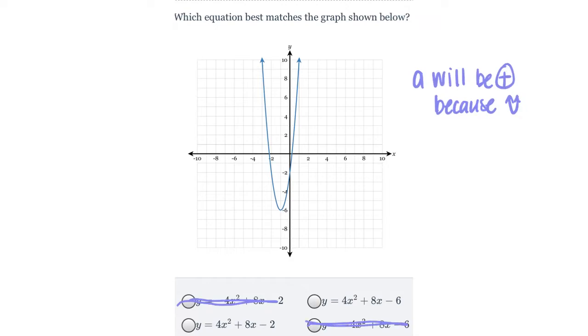The next thing I would look at, because this is in standard form, is my y-intercept. So I can see right here that it crosses through the y-axis at negative 2. So I know that my y-intercept is negative 2. Therefore, because the y-intercept is the c value, we know that y equals 4x squared plus 8x minus 2 is our answer.